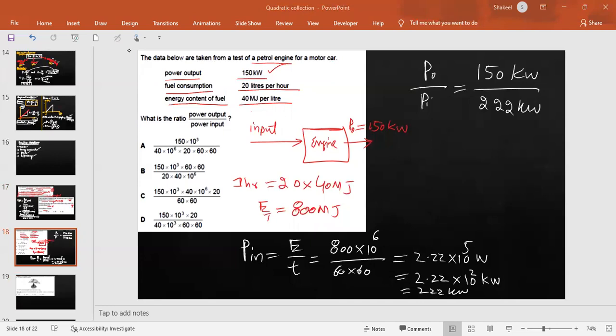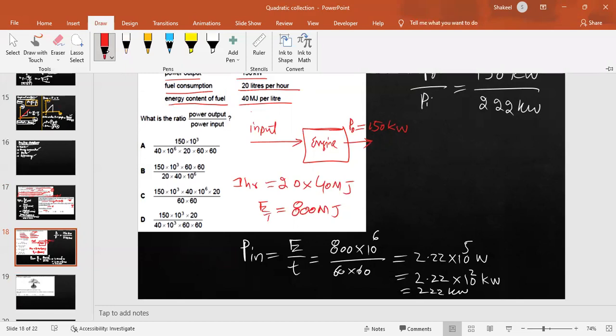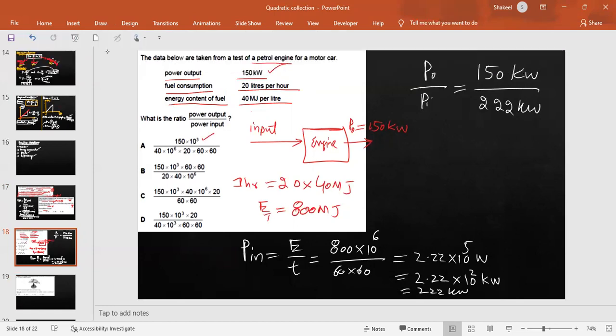So you'll divide them, 150 divided by 222. So the answer is, well, actually, you don't have to do that. You just have to look for the options. This seems to be correct because the output is 150 kilowatt, and the input we have calculated: 40 into 20 is 800 into 10 to the power 6, and then multiplied by time. No, it's divided by time. So A is not the option.